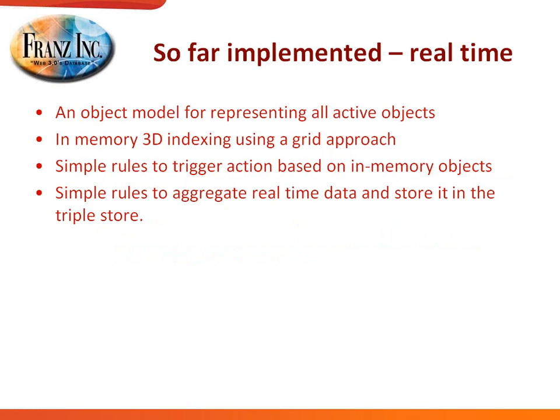So far we have implemented a number of things. We have an internal object model for representing active objects, and then do real-time 3D indexing using a grid approach that gamers also use. We've implemented simple rules to trigger actions based on in-memory objects. And then another thing, which is harder than you might think, is that if you have moving objects, you really don't want to store everything they do. You only want to store enough so that you can do your historical analysis later. So we've also been working on what it is you actually store on hard disk or in your triple store for later historic analysis.